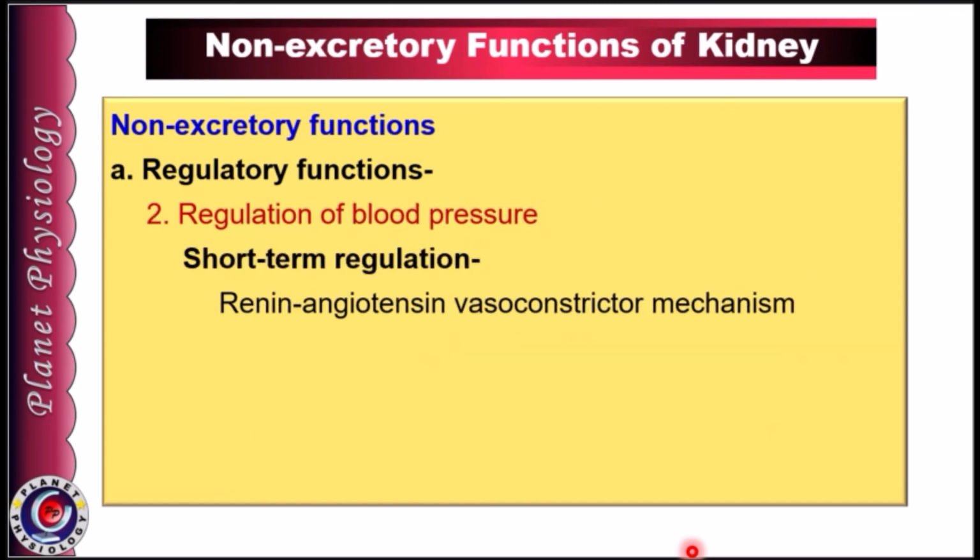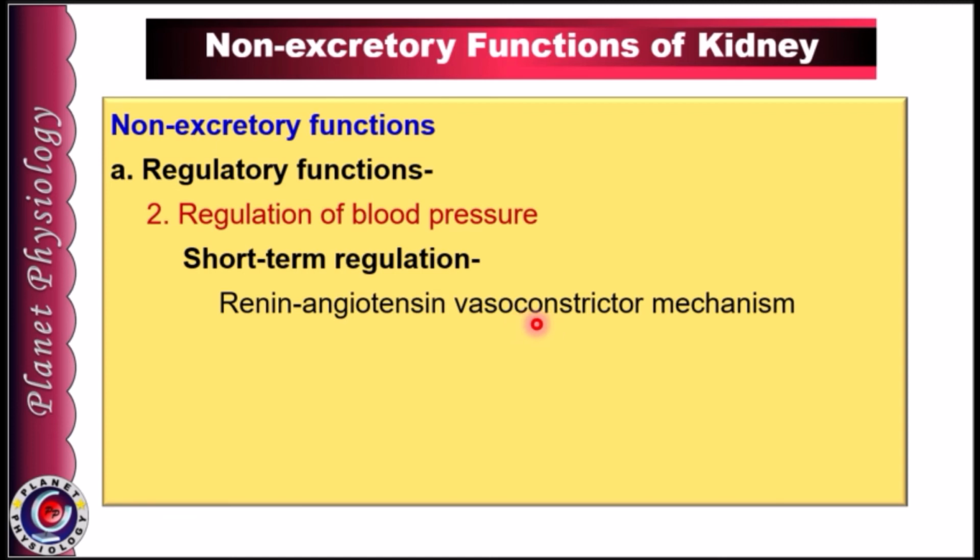The next regulatory function is regulation of blood pressure. Kidneys play an important role in both short-term as well as long-term regulation of blood pressure. JG cells of kidney release renin in response to decrease in blood pressure. It converts angiotensinogen to angiotensin 1 and then to angiotensin 2. Details of the renin-angiotensin system are covered in a separate video. The link is provided in the description box below.